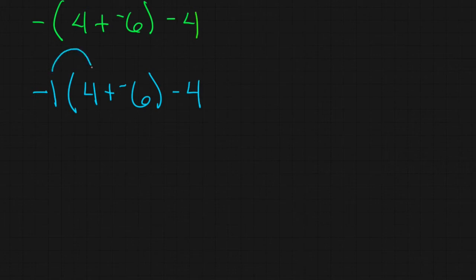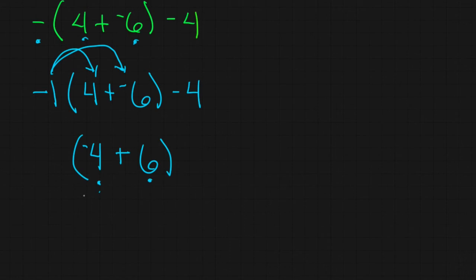We could think of this as negative 1 times 4, and it gives us a negative 4. And we could think of this as negative 1 times negative 6. And of course, a negative times a negative is a positive, so we'll write positive 6. And in this way, we've gotten ourselves the opposite of 4 plus negative 6. We started out with the opposite of 4 plus negative 6, and we ended up with negative 4 plus positive 6. So when we distribute that negative 1, it gives us the opposite. All right, and now we can use our order of operations.